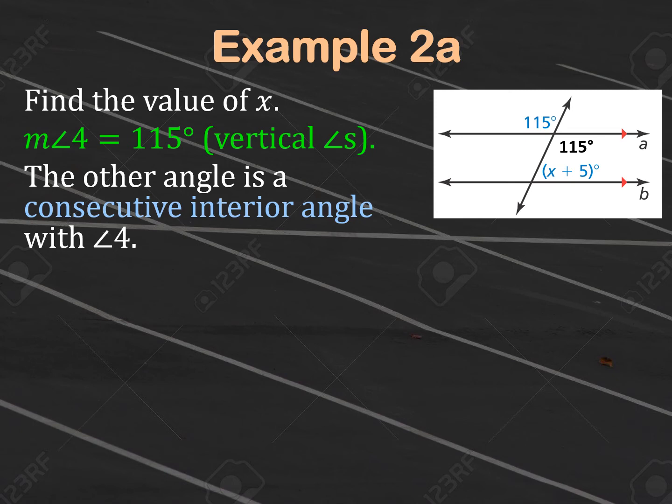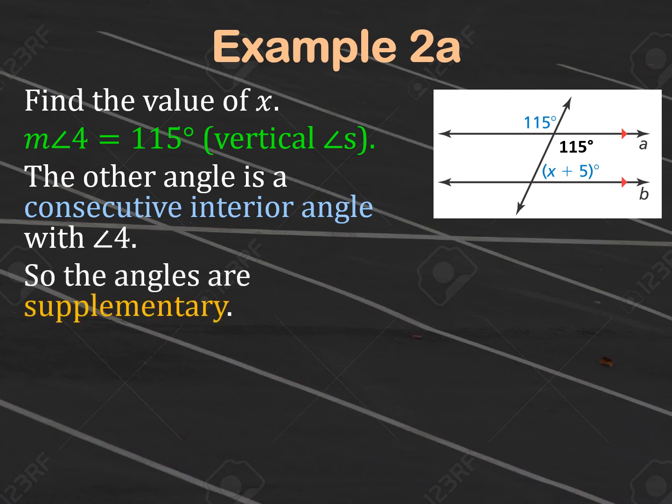Now, if you notice, the x plus 5 angle is acute. The 115 degree angle is obviously obtuse, so they have to be supplementary. So same side or consecutive interior angles when a transversal intersects two parallel lines are supplementary. So that means x plus 5 has to equal 180 minus 115, or 65 degrees.